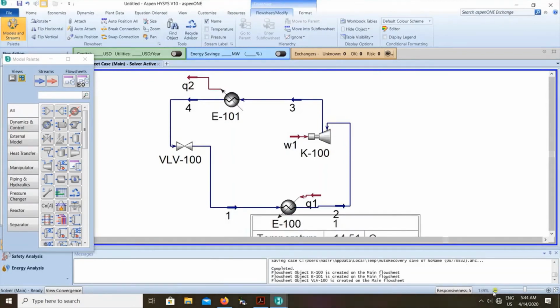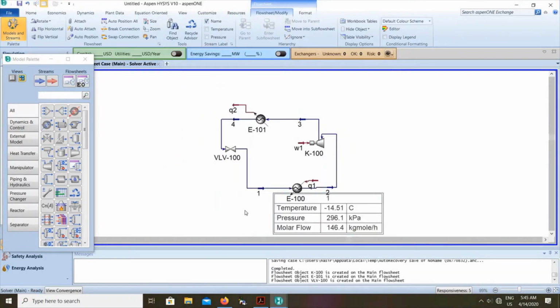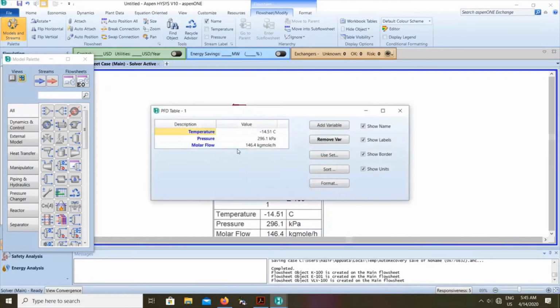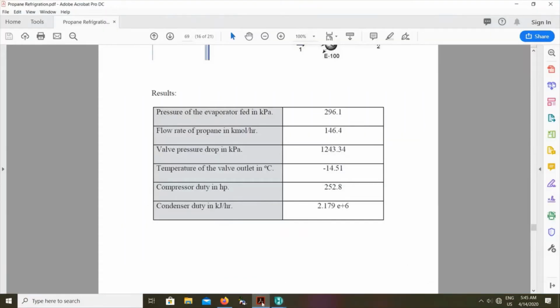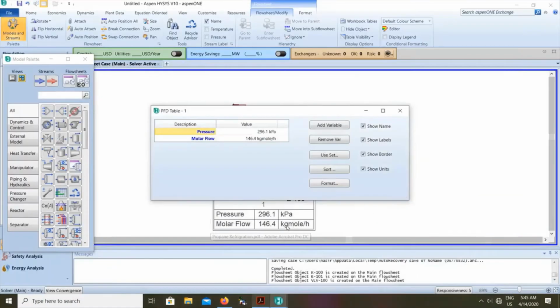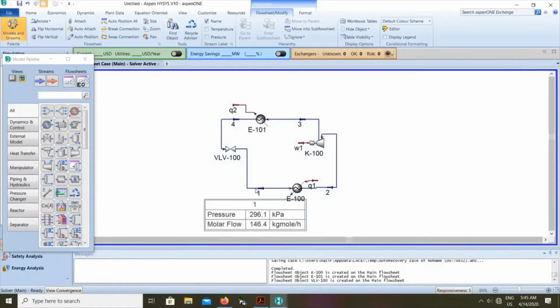I just want to zoom out a little bit. The only thing you need for this one is the pressure, so you don't need temperature. And you need a flow rate. I think you need a flow rate as well. Yes, flow rate also. So you can leave it like this and close it. So for the feed to the evaporator or the heater, you need pressure and the flow rate.